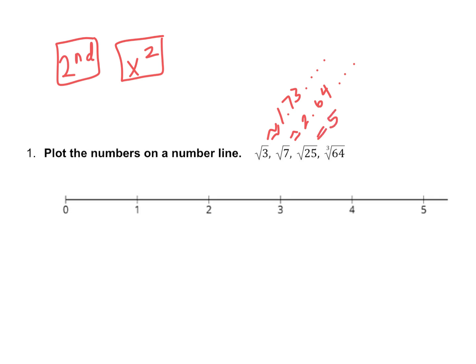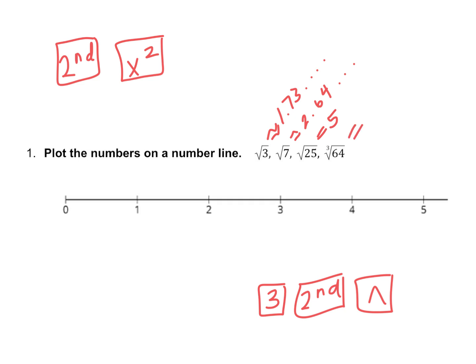And then the cubed root, remember to put in a cubed root, we hit 3, and then second function, and then the caret key button. So the cubed root of 64 is going to be a perfect cube, which is exactly 4. Now that I know that, I can put them on the number line.